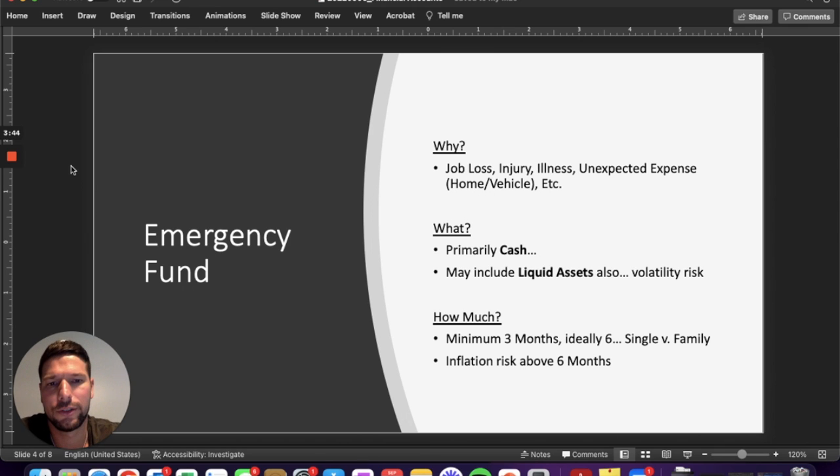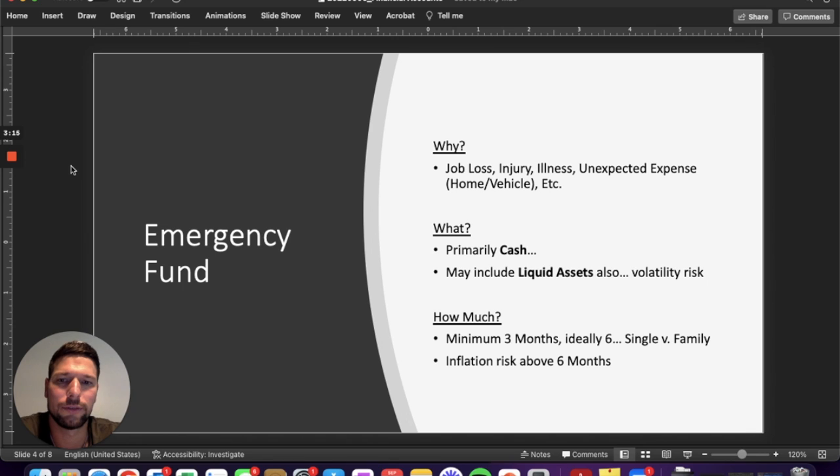How much money should you have in this emergency fund? I would say an absolute bare minimum, you need 3 months of cash to cover your monthly expenses. Ideally 6 here, but it's going to be your personal situation. Are you single? Do you live alone? Are you married? Do you have a family? Do you have children? Just depending on how many people and who is depending on you financially, you might want to be more conservative and have a higher amount of months in that emergency fund.